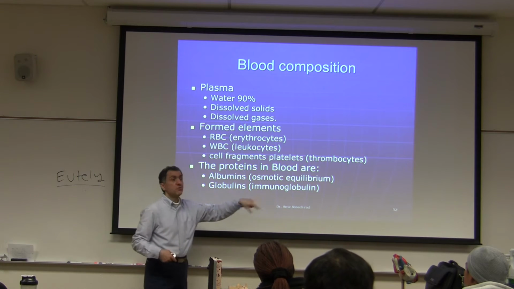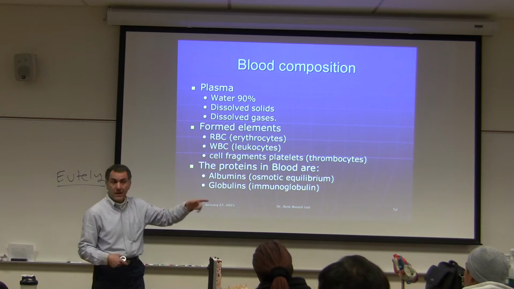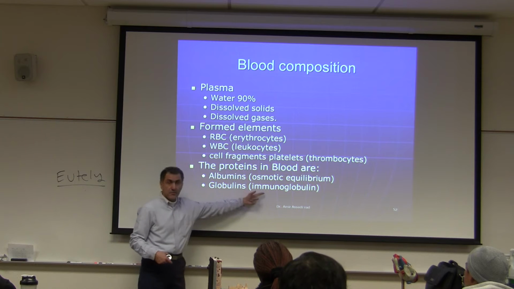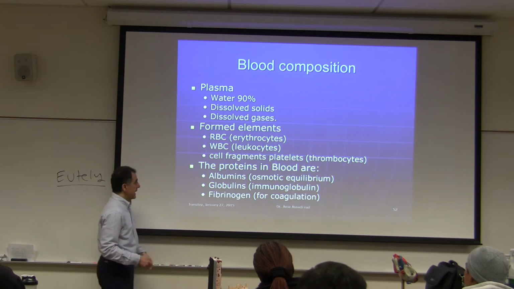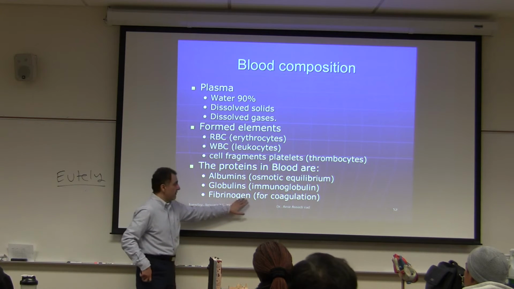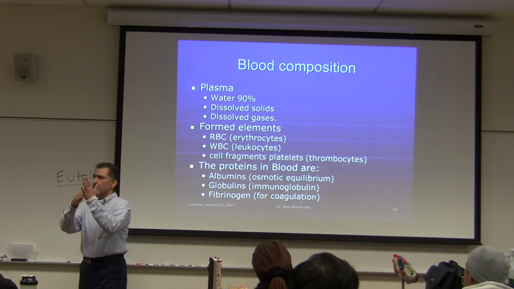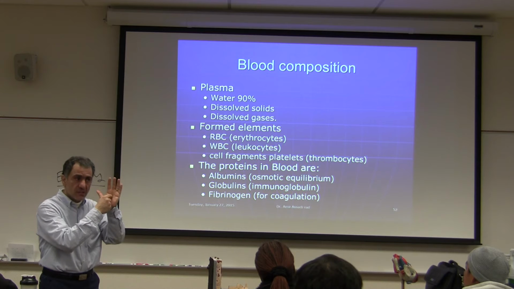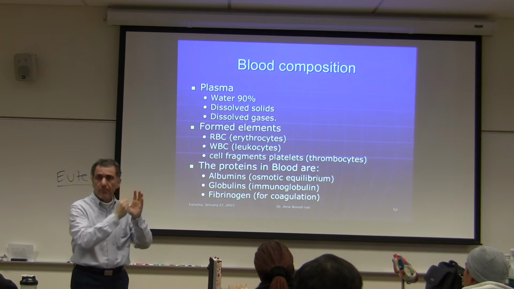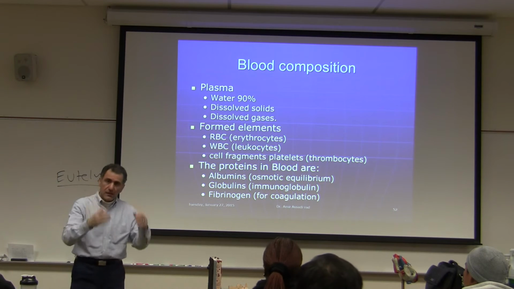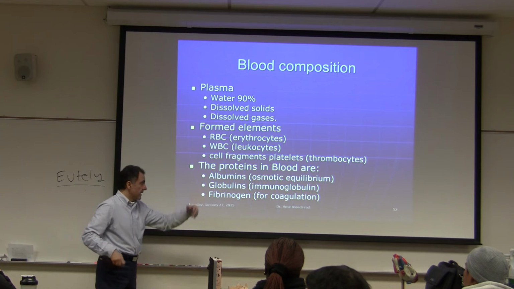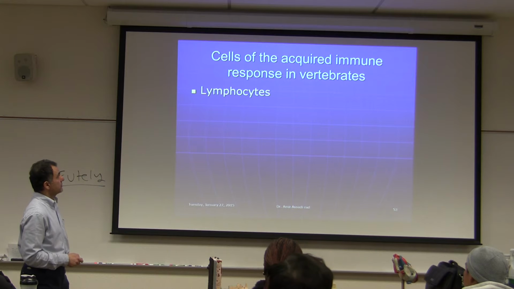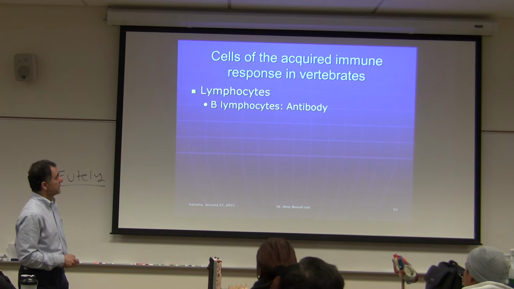This is part of your immune system, your antibodies. We have 5 major immunoglobulins. And then finally, fibrinogen is for blood coagulation. When you cut yourself, these protein molecules go to the side and block the blood spill. Okay, cells of the acquired immune system, lymphocytes: B lymphocytes, they make antibody.